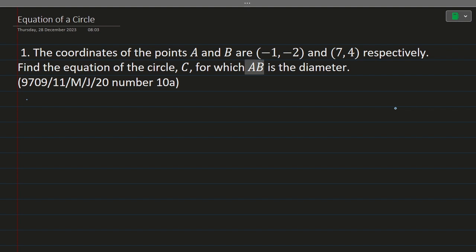Number 1, the coordinates of the points A and B are (-1, -2) and (7, 4) respectively. Find the equation of the circle C for which AB is the diameter.